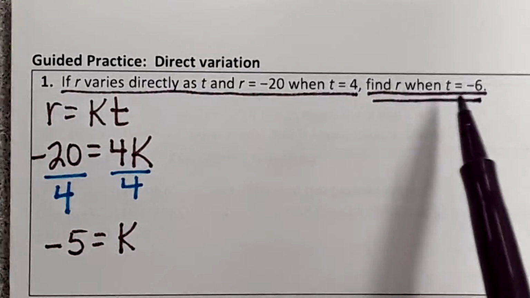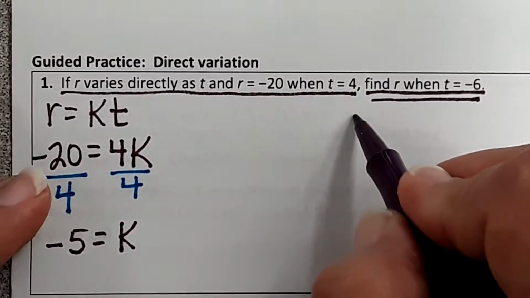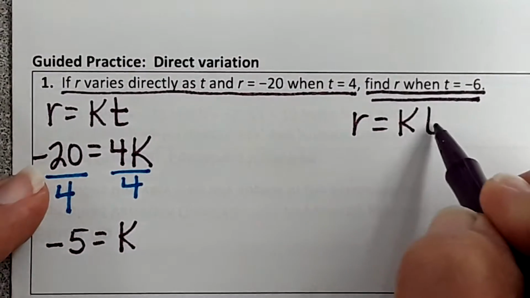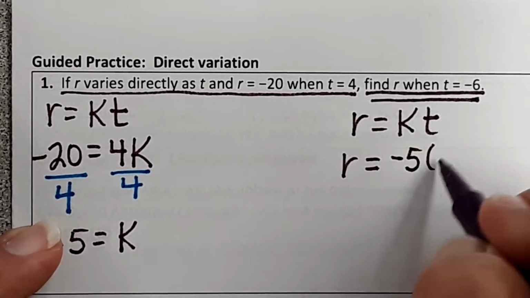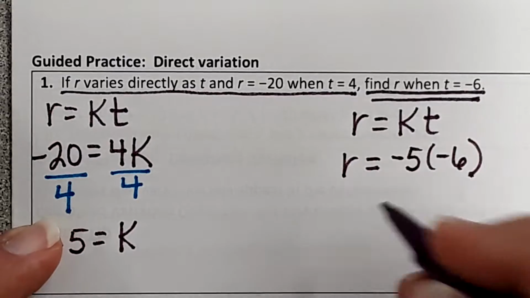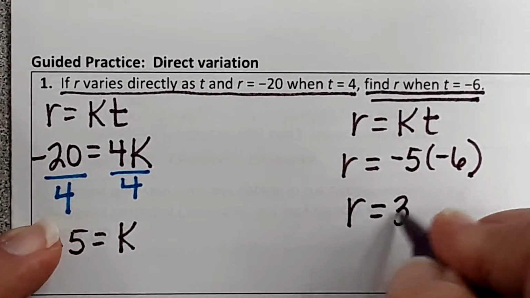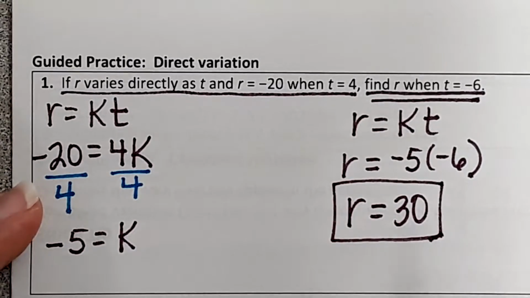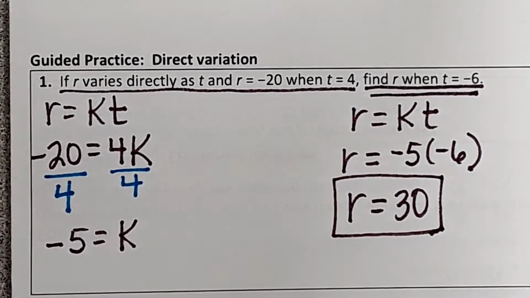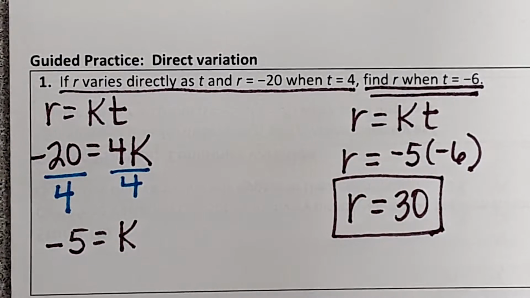Now we can say find r when t equals negative 6. Well, r still equals kt. R equals negative 5 times negative 6. So r equals 30. So you're always going to have 2 problems: one where you have to find k, your constant of variation, and then one where you plug k back in to find a missing part in the other equation. So that is direct variation.